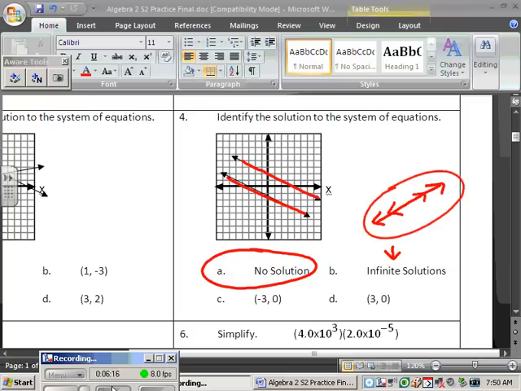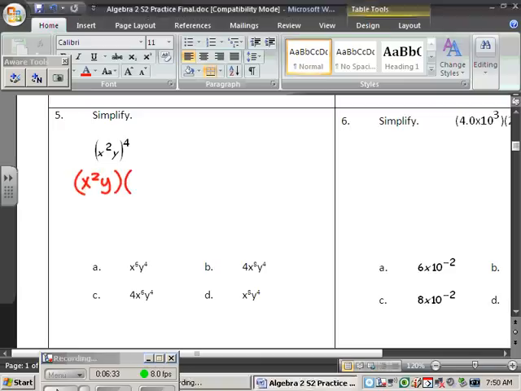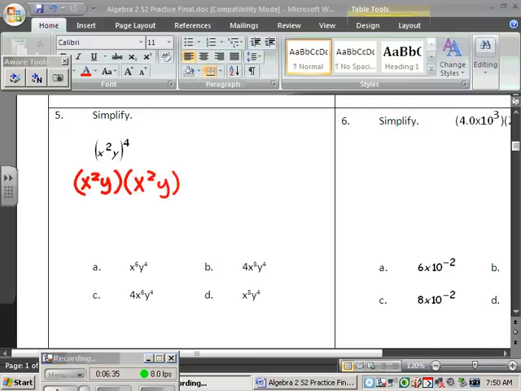Let's move to number 5. For number 5, we want to simplify x squared y to the 4th power. Now, 4th power means that you're going to multiply something by itself 4 times. So technically, the long way to do this is to write this out 4 times. And then you can add the exponents of the common variables together.